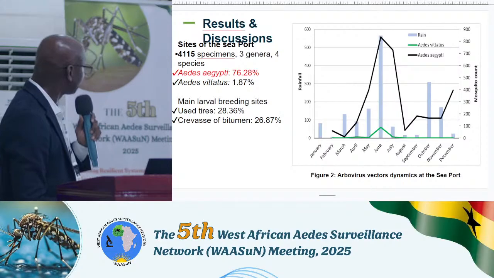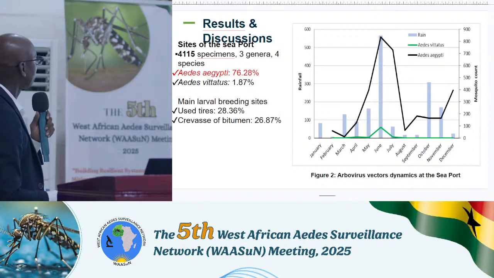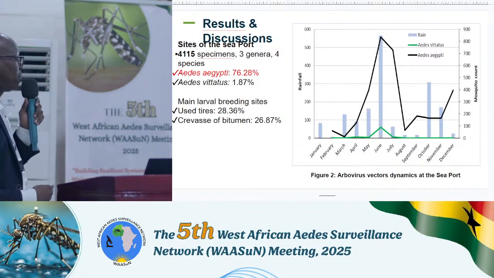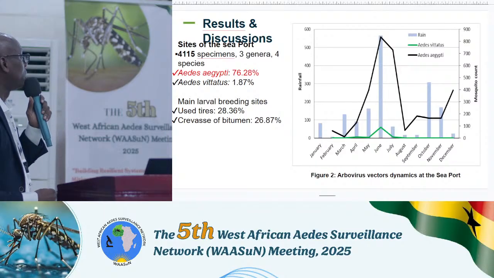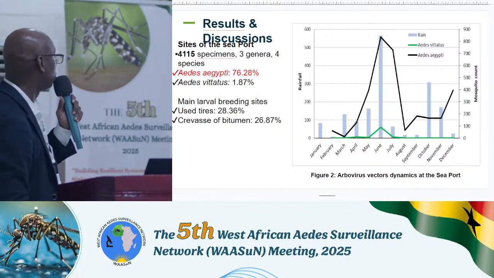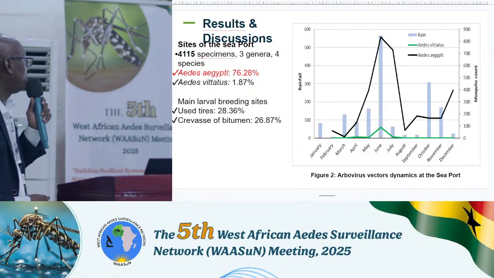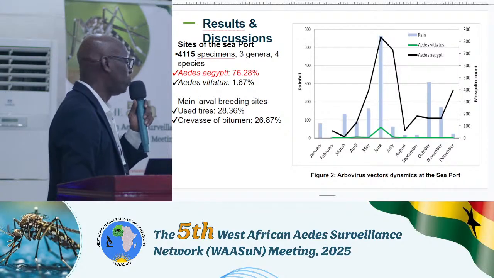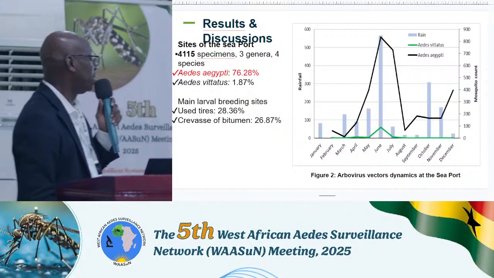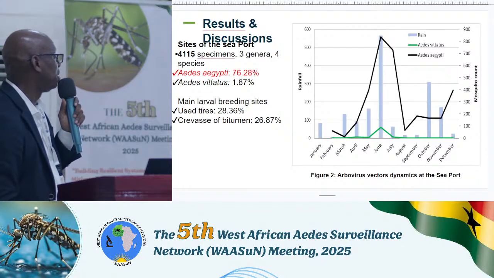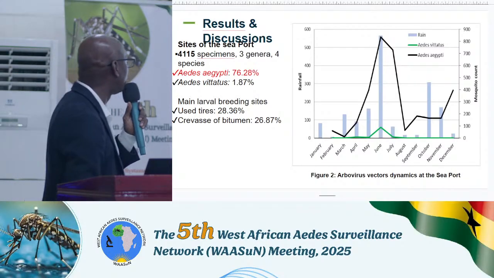So what results did we get? In the seaport, we collected more than 4,000 mosquito specimens, comprising 3 genera and 4 species. The most important Aedes mosquito collected is Aedes aegypti, and the second is Aedes vittatus. The main larval breeding sites are tires and holes in the bitumen. In the monthly collection, we collected aegypti all months, with a peak in June. In the same month, June, we have a peak of vittatus.